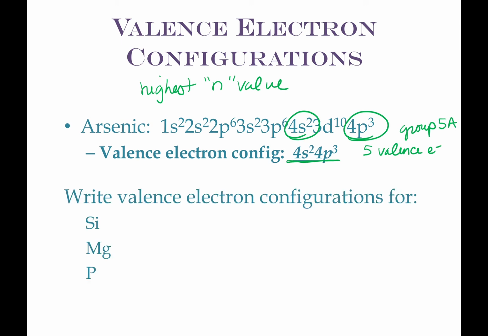I want you to pause this and write the valence electron configurations for silicon, magnesium, phosphorus, and let's pick one, let's pick nickel, just because. Okay, so pause it, try it.